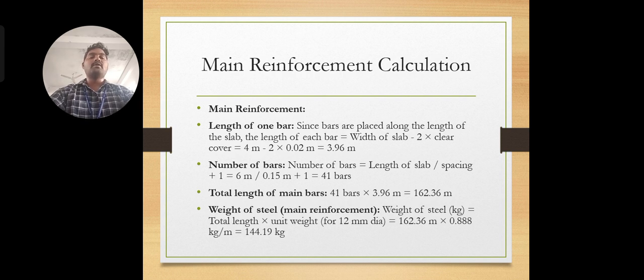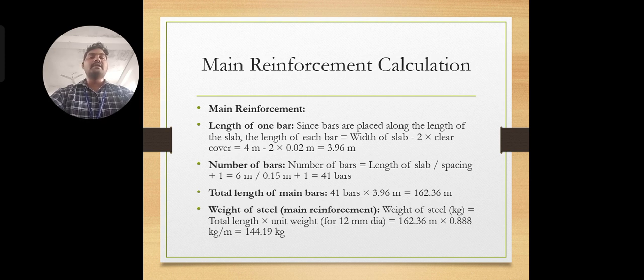Similarly, how can we calculate the number of bars here? We have a formula: the length of the slab divided by spacing, whole plus 1. That means the length of the slab divided by spacing, plus 1, gives the number of bars.